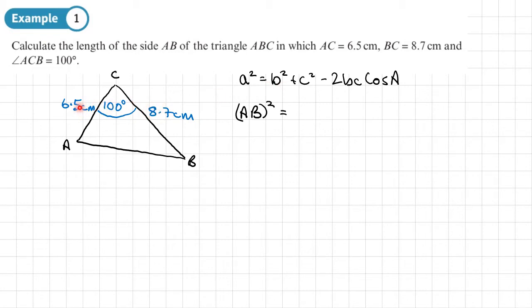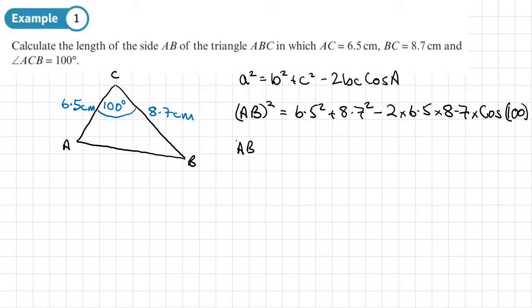Now it doesn't matter which one I do first, 6.5 squared, 8.7 squared, I'll still get the same answer. So 6.5 squared plus 8.7 squared minus 2 times what I call b, so 6.5 or 8.7, and then 8.7 or 6.5, then times by the cosine of the angle between them, which is 100 degrees. Now you could do all of this in one go in your calculator, but it's actually good practice to write down bits as you go along, just in case you make any errors.